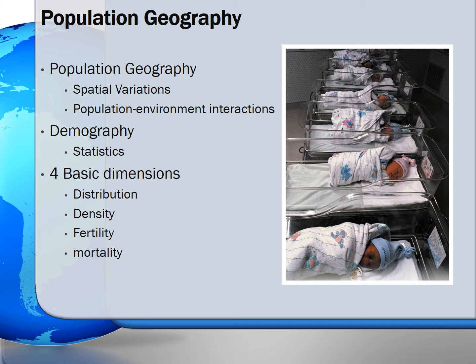There are four basic dimensions of population geography. 1. Population distribution. We usually look at distribution in terms of an area like a country, therefore how many people live in that country. 2. Population density, again in terms of a country, are they grouped together or are they scattered about? 3. Fertility, how many are born, which includes birth rates, total fertility rates, and replacement levels. And 4. Mortality, how many die, which includes death rates, life expectancy rates, and infant mortality rates.